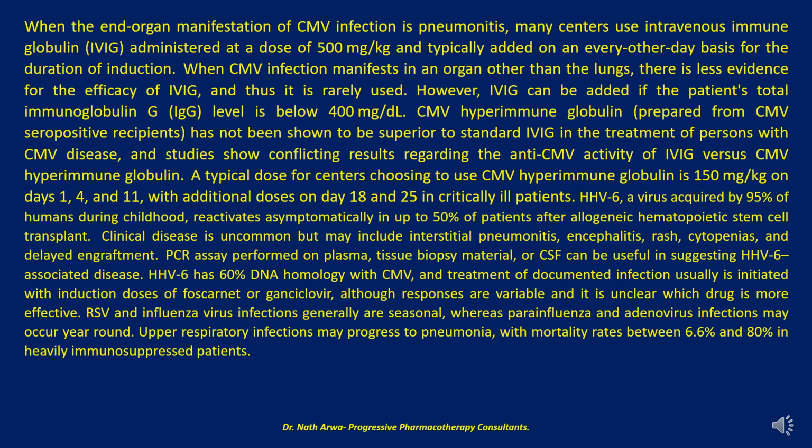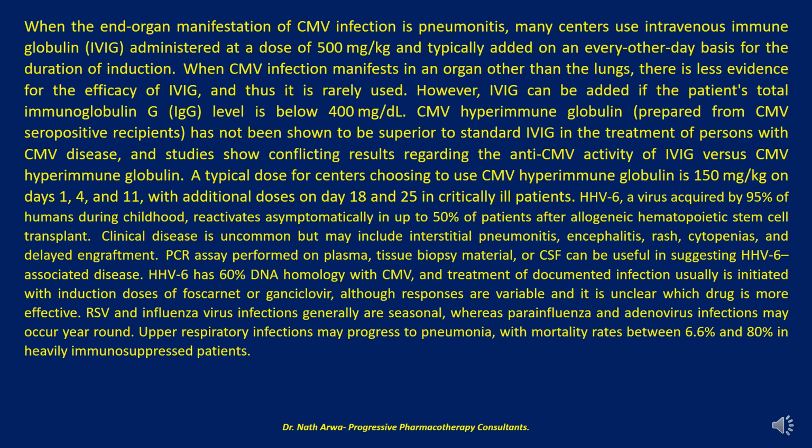CMV hyperimmune globulin, prepared from CMV seropositive recipients, has not been shown to be superior to standard intravenous immune globulin in the treatment of persons with CMV disease, and studies show conflicting results regarding the anti-CMV activity of intravenous immune globulin versus CMV hyperimmune globulin. A typical dose for centers choosing to use CMV hyperimmune globulin is 150 mg per kilogram on days 1, 4, and 11, with additional doses on day 18 and 25 in critically ill patients.